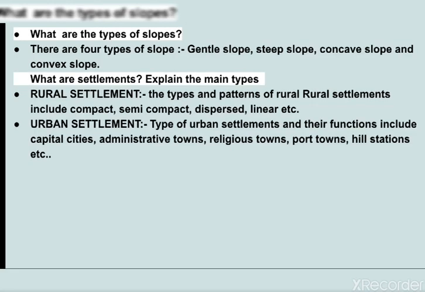Then what are the types of slopes? So, you will write there are four types of slope: gentle, steep, concave and convex slopes. Next, explain the main types of settlements. So, there are two types of settlement, rural and urban.